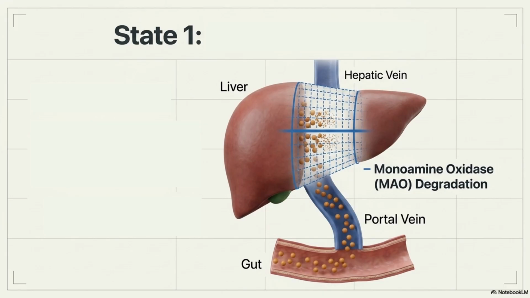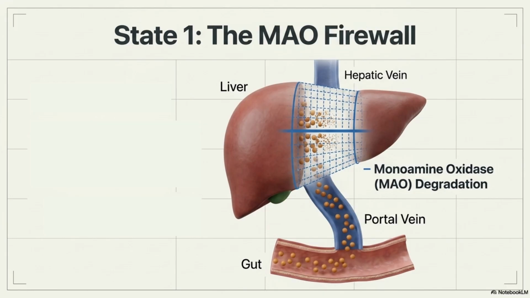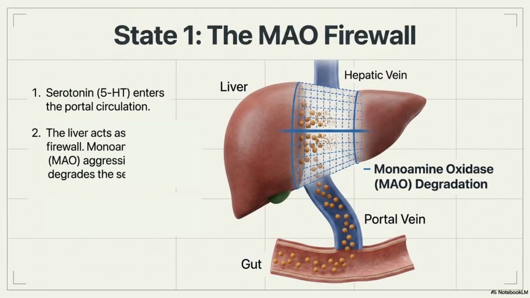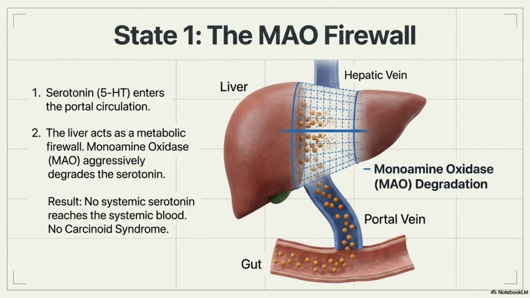To understand this, we have to look at state 1, the MAO firewall. Normally, when serotonin from the gut enters the portal circulation, the liver acts as a metabolic firewall. An enzyme called monoamine oxidase, or MAO, aggressively degrades that serotonin as it passes through. The result: no active serotonin reaches the systemic blood, which means the patient does not experience carcinoid syndrome.